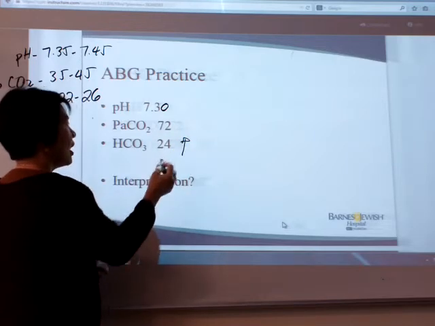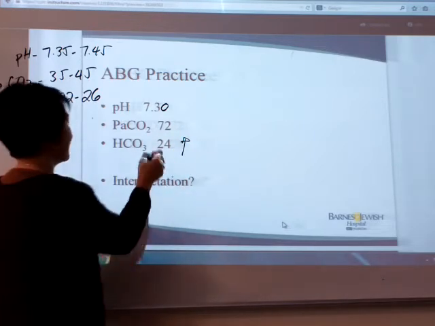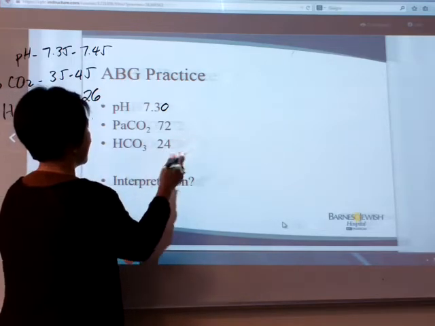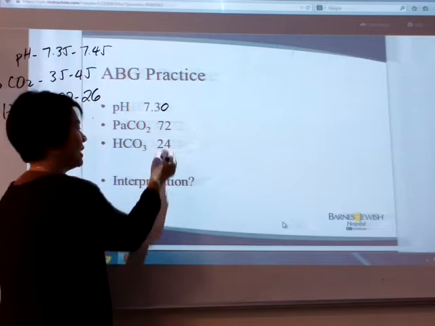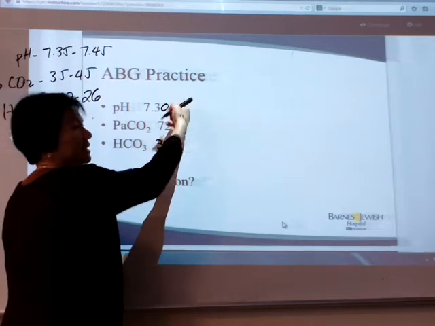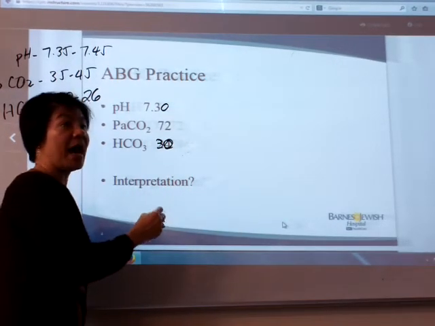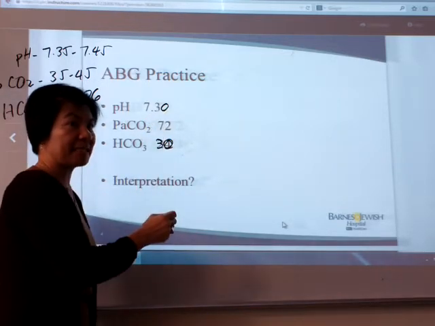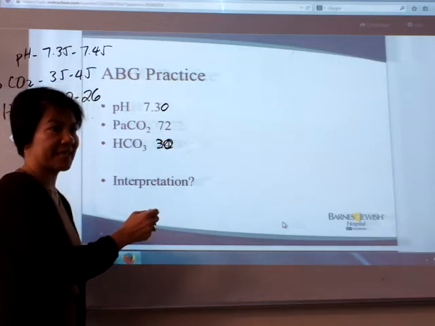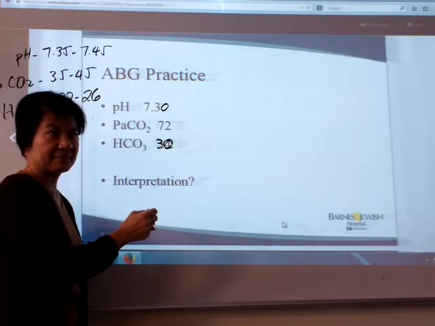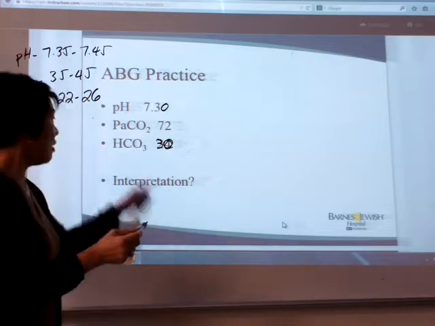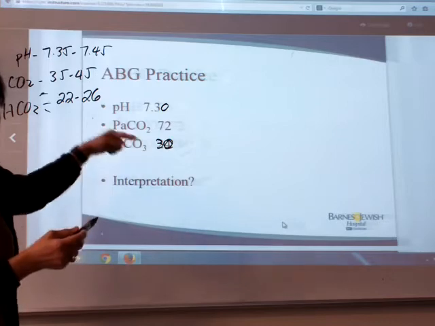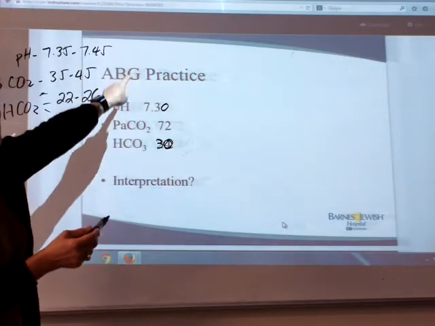Okay, very good question. Let's say this one is going up. Instead of 24, let's say the bicarb is 30, but the PCO2 is still high. I'm going to write respiratory acidosis compensating. Why is it compensating? Because it's in the process of fixing. It's slowly working, except it's not there yet to correct it.